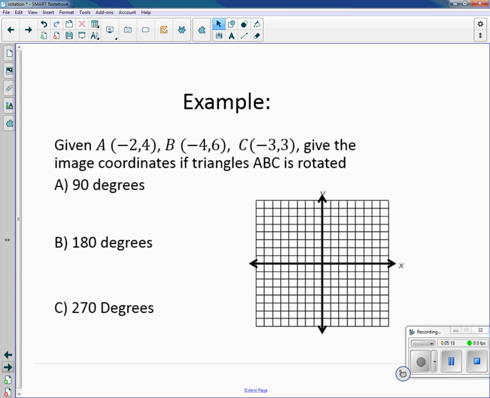Now, let's go ahead and graph these and see what it would be for this triangle with points A, B, and C. I am only going to graph A, or I can graph them all. A is at negative 2, 1, 2, 3, 4. B is at negative 4. And C is at negative 3.